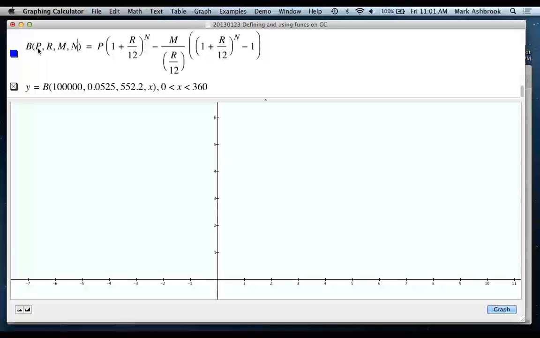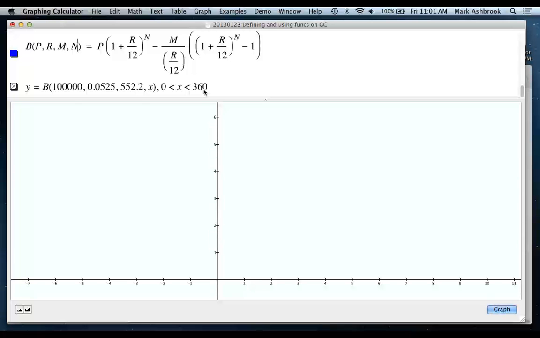And we actually now have chosen values of p, r, and m. Okay? And then your n value is x. And we want to look from 0 to 360 payments. I did it a little bit differently, okay? And I got the same. So what did you do differently?